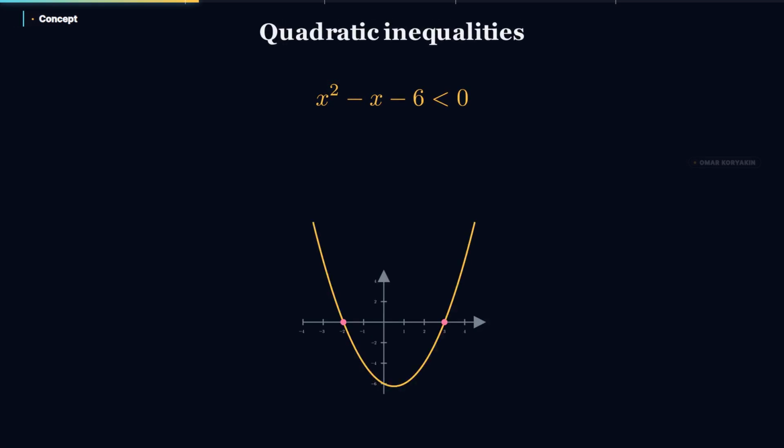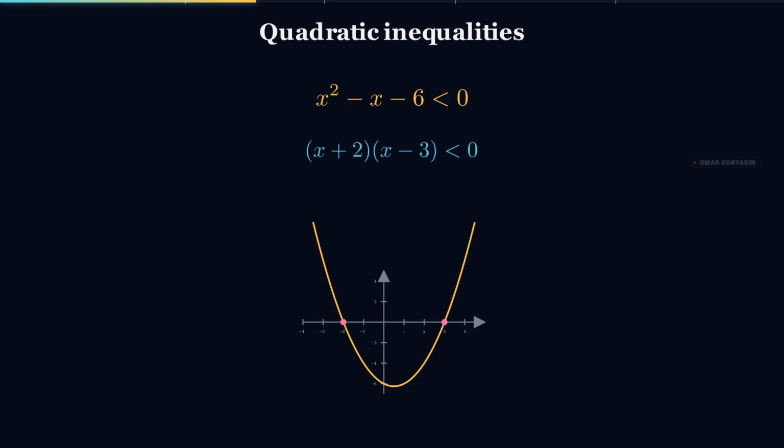Take x squared minus x minus 6 less than 0. The strict inequality asks where the parabola is below the x-axis. Find the roots by factoring. X squared minus x minus 6 factors as x plus 2 times x minus 3, so the roots are x equals negative 2 and x equals 3.